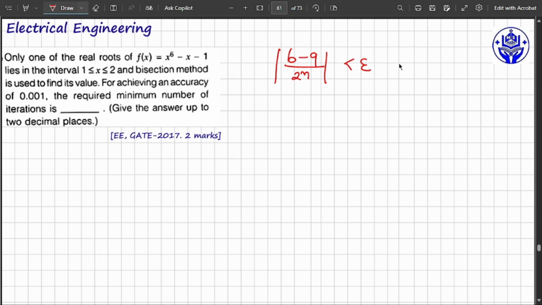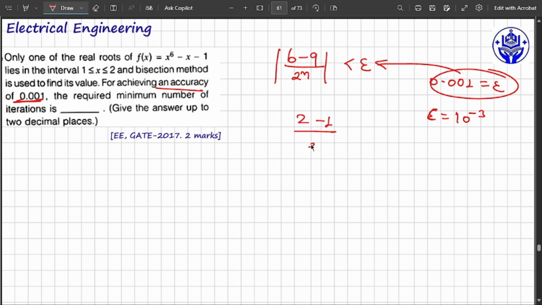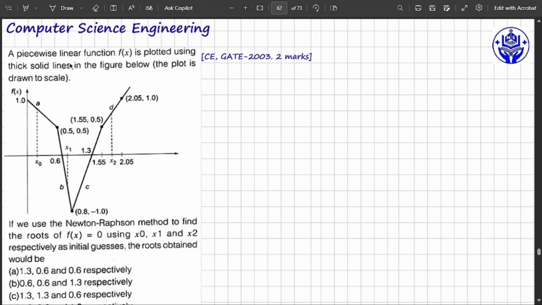In this case, they are achieving an accuracy of 0.001. So this is the epsilon value. Now you can put epsilon as 10 to the power minus 3 here. So what is b? b is 2. So (2 minus 1) upon 2 power n less than 10 to the power minus 3. After solving this transcendental equation, you will get n equals 10. So a minimum of 10 iterations will be required for the bisection method to solve this. Okay, this is one of the questions.